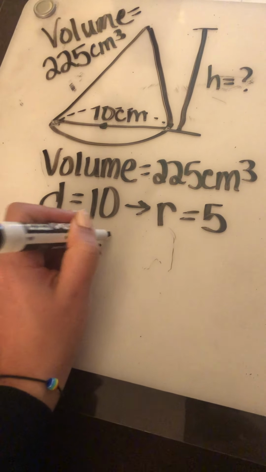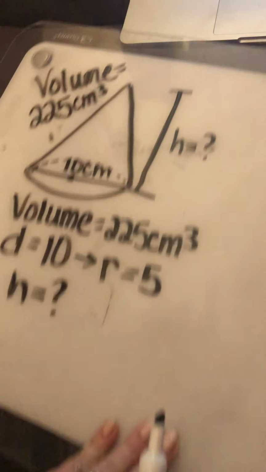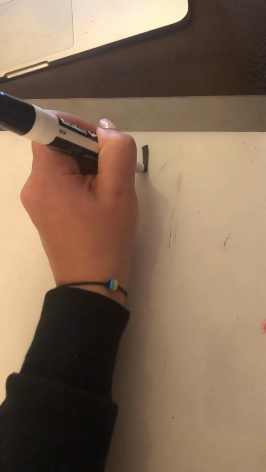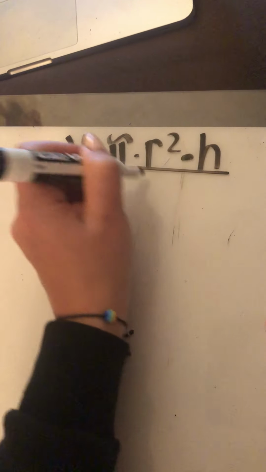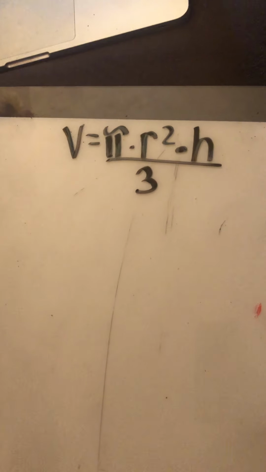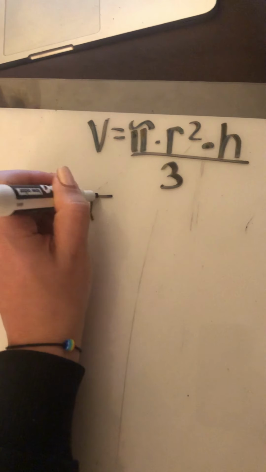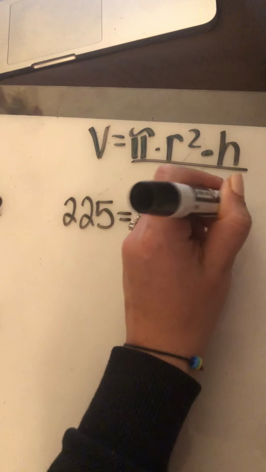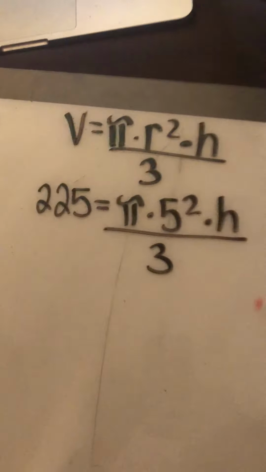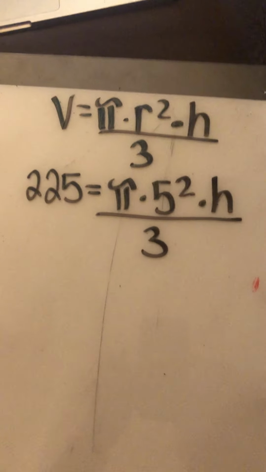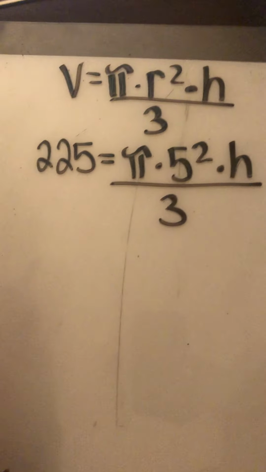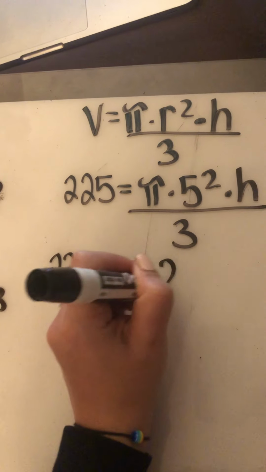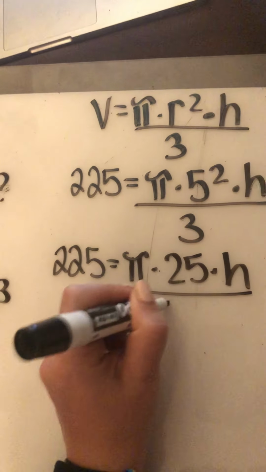And we are looking for the height. Okay, so we're all set. We have our information. Let's get started. So we have our formula. V equals pi times r squared times the height over 3. Plug in the information that we are told. So we have 225 equals pi times 5 squared times the height over 3. Always do your exponents first, following order of operations. So 5 squared. Now we have 225 equals pi times 25 times the height over 3.